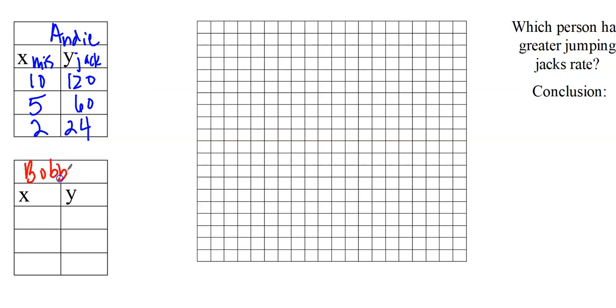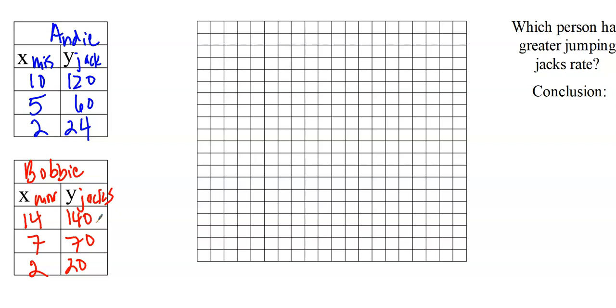And then this is Bobby, and there's minutes. And this is going to be the number of jumping jacks. So it started off with 14 and 140. And then at the bottom, we got down to 2 and 20. So I just decided to divide the 14 and the 140 in half to add a middle column to our table.